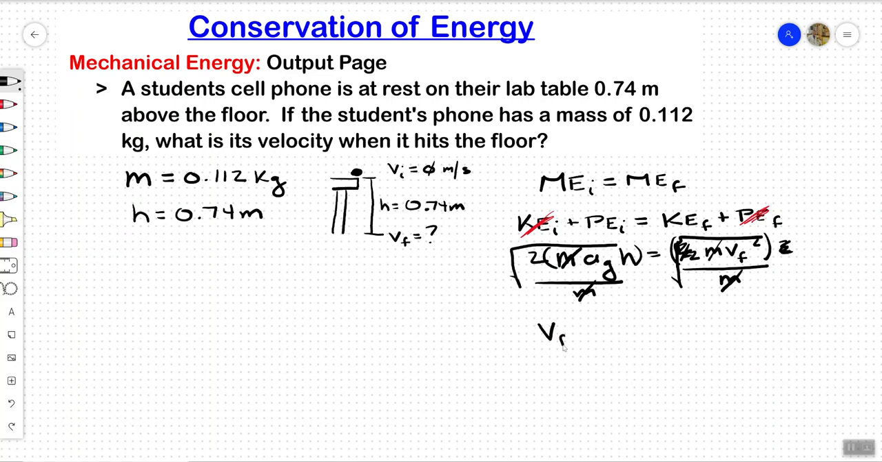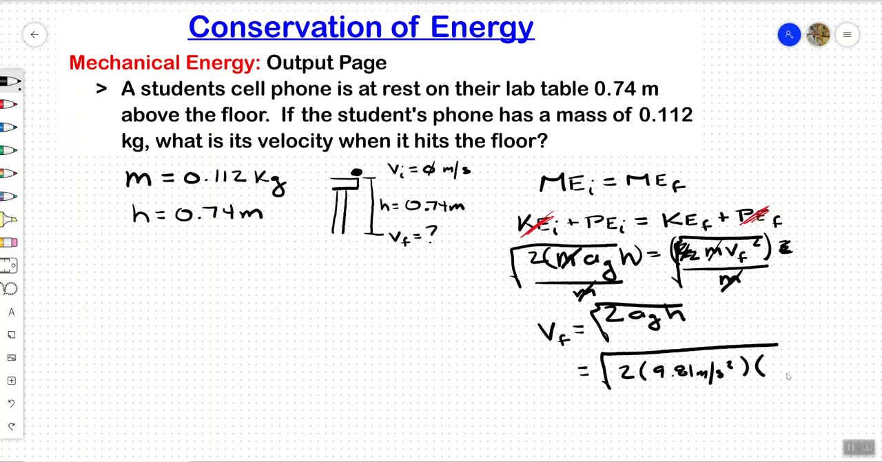I can figure out velocity final by taking 2 times the acceleration due to gravity times height, and square rooting the whole thing. That's the square root of 2 times 9.81 meters per second squared times the height, which is 0.74 meters. Something a student might ask me in class here is, but I thought this needs to be negative.